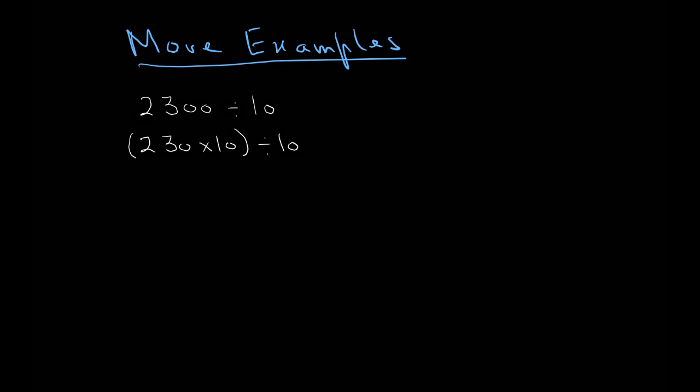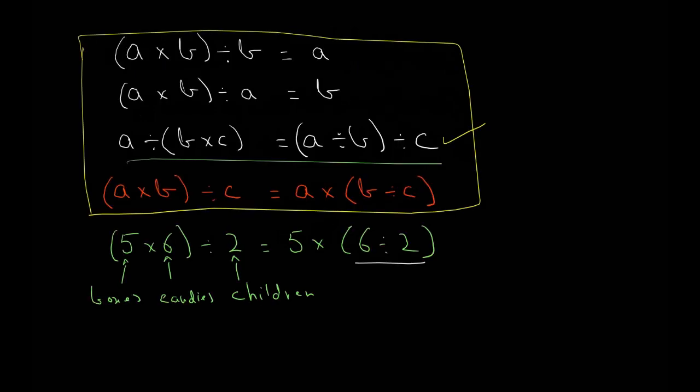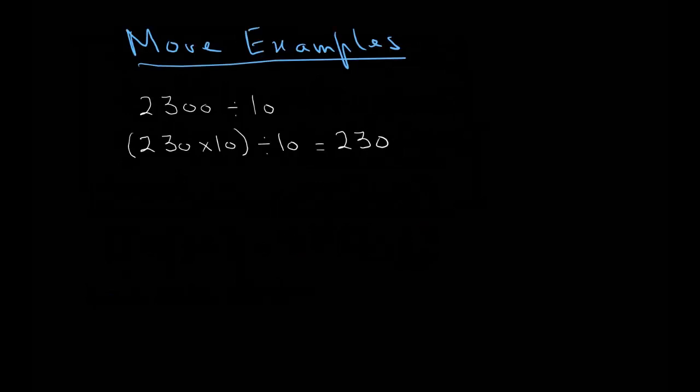And we already know a rule that when you multiply a number by another number and then divide it by the same number, the answer has to be 230. So this was a rule that we learned over here, right? a times b divided by a, or a times b divided by b, has to be the other number. So we already know how to do this.